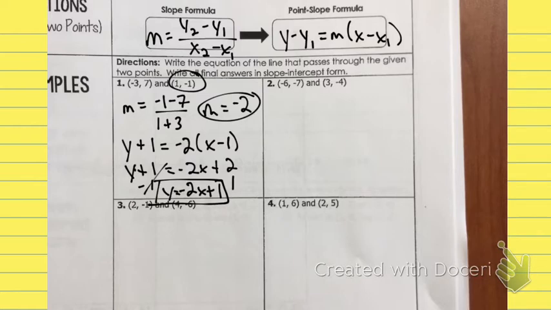You see how I did that? Both points will work. You want to test it out? Sure. Let's test this point. -3 in here. -2 times -3 is 6. 6 plus 1 is? That point works too. Both points work because those points are both on the line. Makes sense.